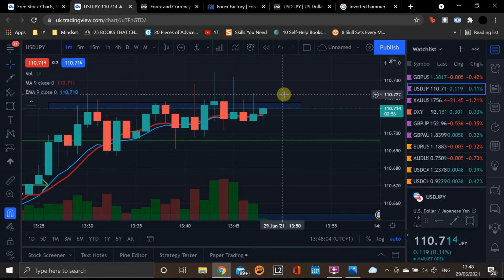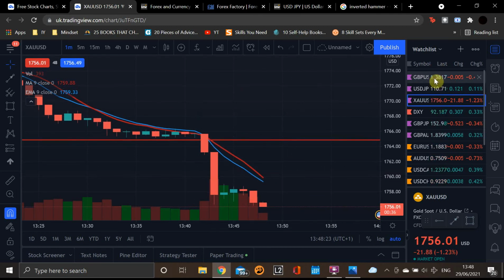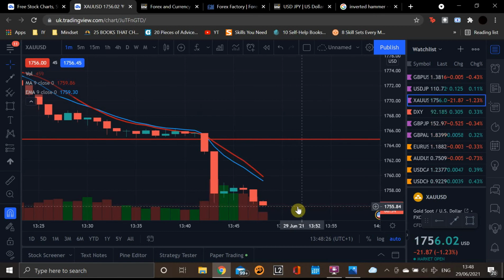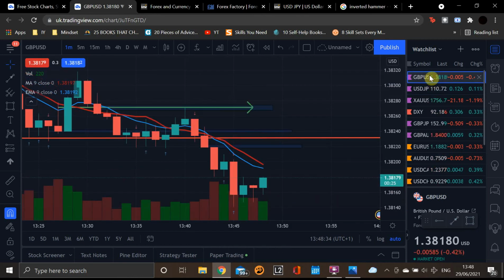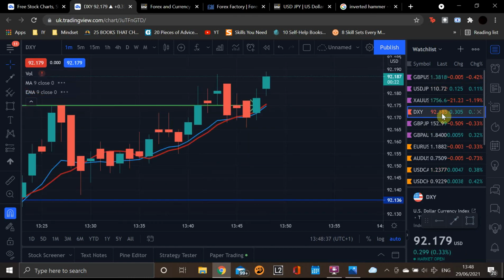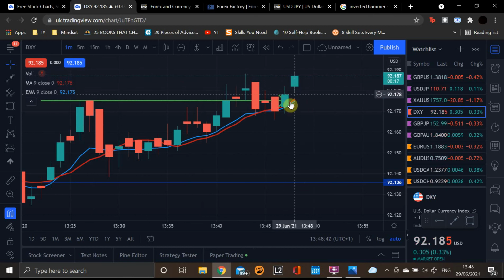Yeah, it's gonna break out, most definitely. USD JPY is a funny pair. So GBP USD and gold USD did the exact same thing. Gold is going down. Little dojis happening here. DXY. So where there's a gap here.